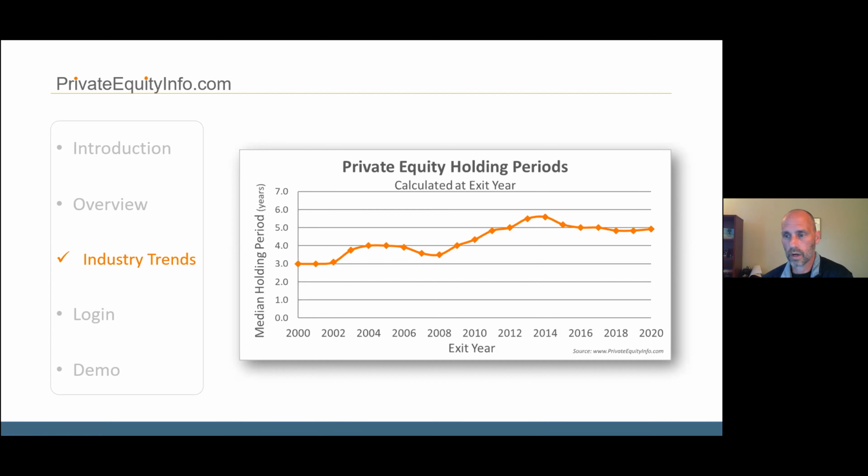And so, I think what we will see is that number continue to climb for at least a year or two more. So anyway, that's just kind of interesting to see how the holding periods track the overall global or macroeconomic events around the US and the world, frankly.